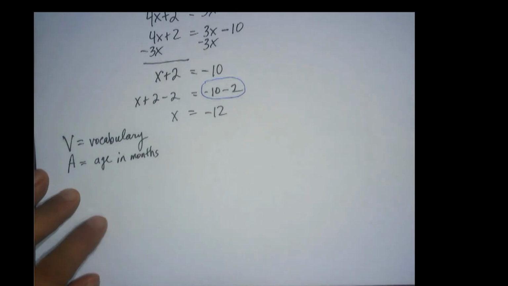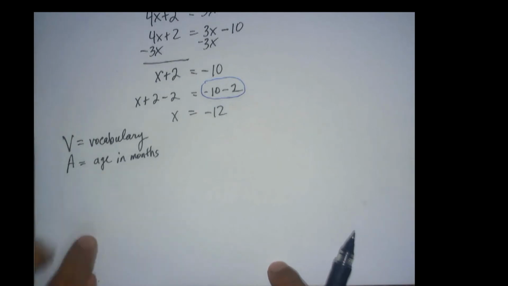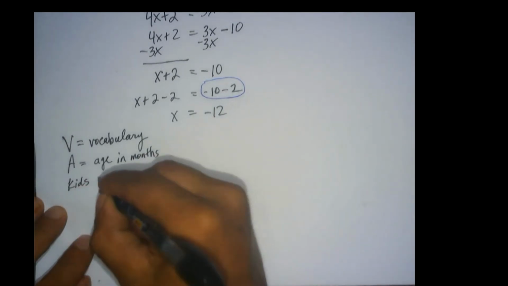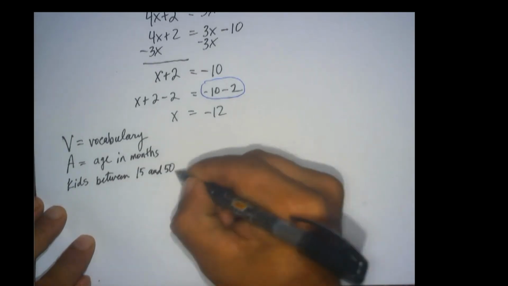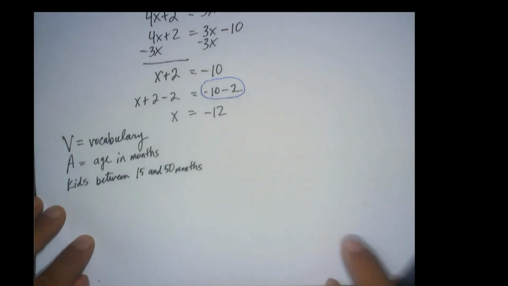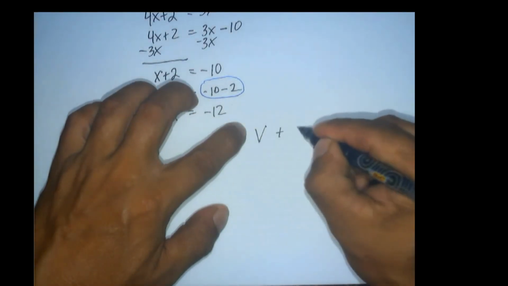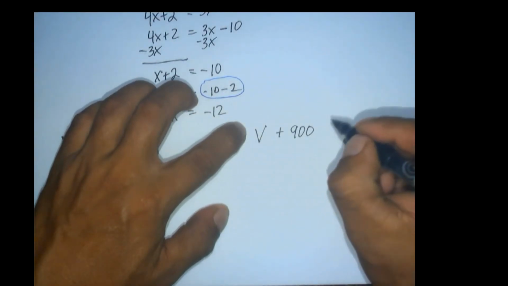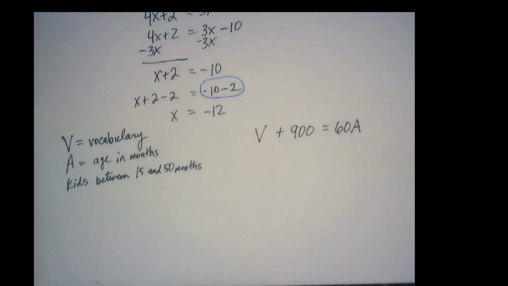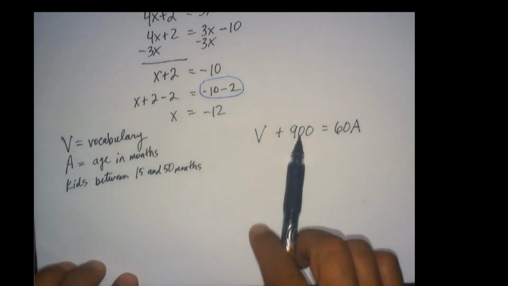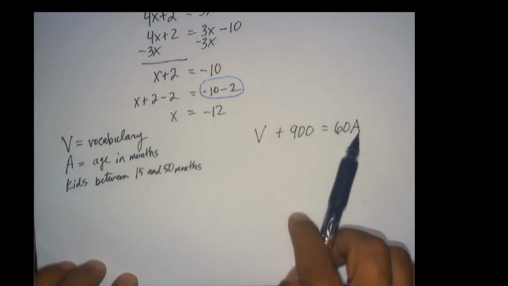So listen up, Pimp. This problem's for you. There's a relationship between the vocabulary and the age in months for kids between 15 and 50 months. And here is the relationship: the vocabulary plus 900 is equal to 60A. So if you take the vocabulary and add 900, the number of words they should know should be equal to 60 times the age in months.